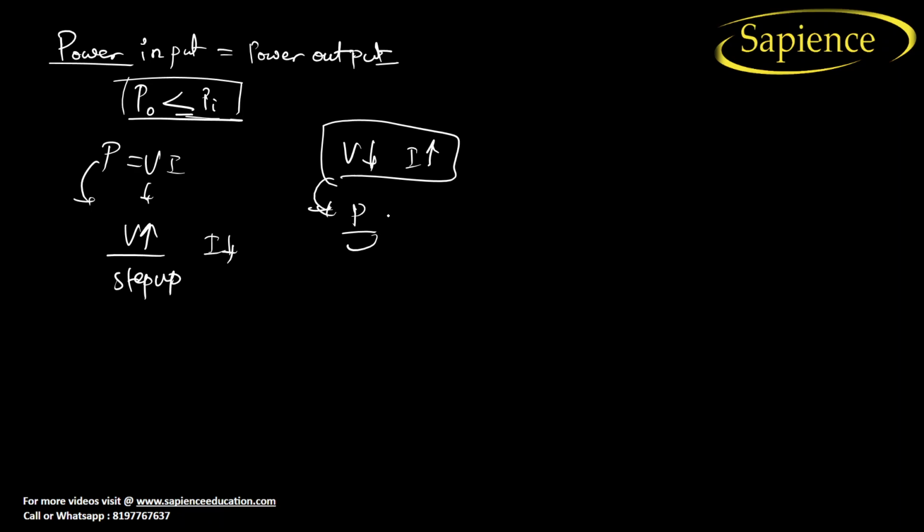So either power input or output, both will remain the same. Now from here what we can say is that power output is equal to power input. So power output, which is voltage output times current output, is equal to power input, which is voltage input times current input. So these are the equations we can find.